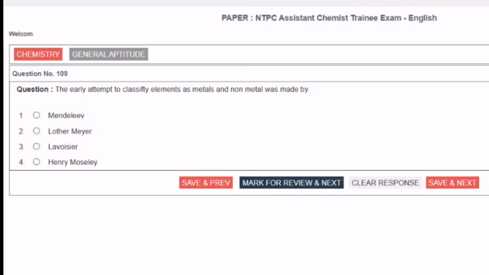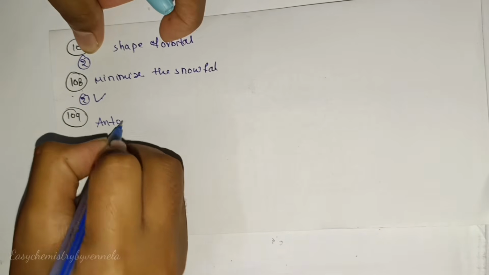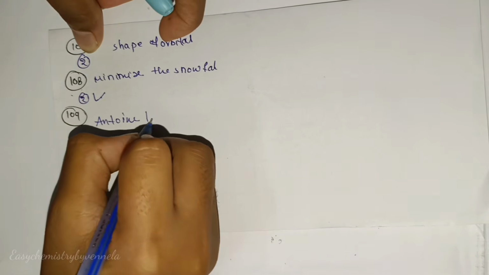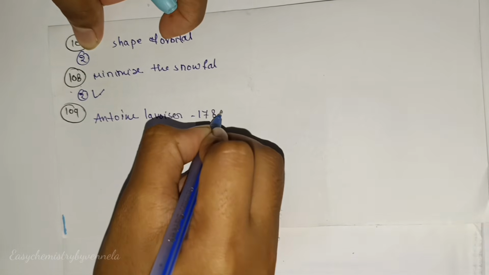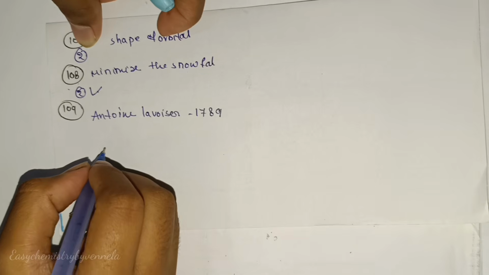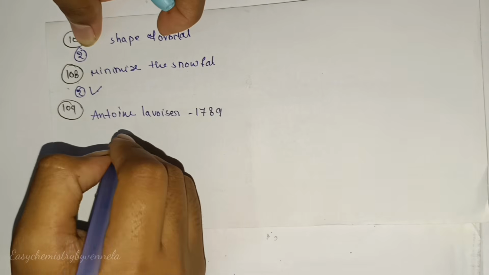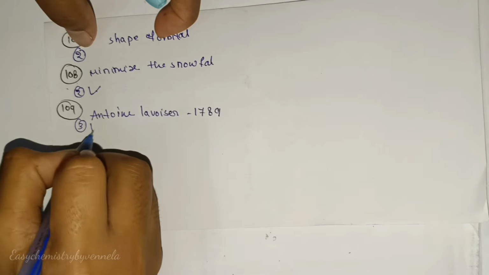Next question. The early attempt to classify elements as metals and non-metals was made by, this is periodic table, Antoine Lavoisier in 1789. This was one of the earliest systematic classifications of elements, although it was not the modern periodic table classification. So the correct option is the third one.